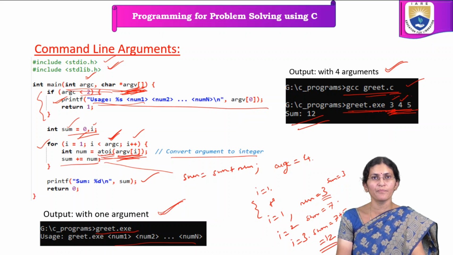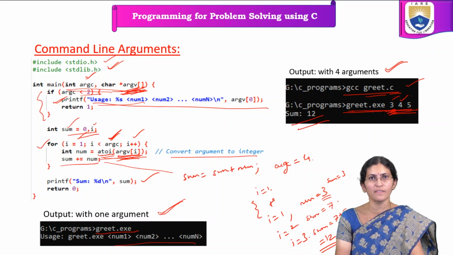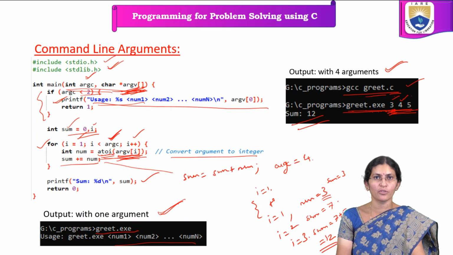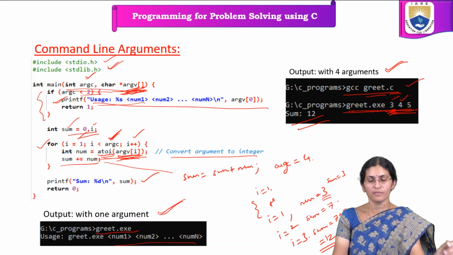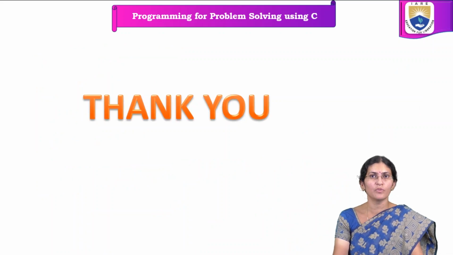Thus we have seen that we can also pass arguments to the main function with the help of these command line arguments. Command line arguments are nothing but the arguments, values or information which is passed from the command prompt to the program. Thus we will see some more concepts of C programming in the next video lectures.